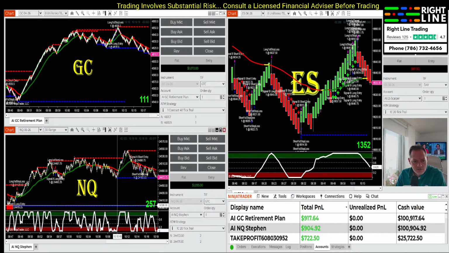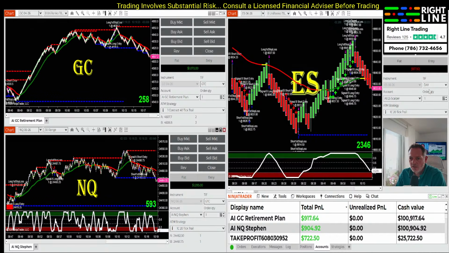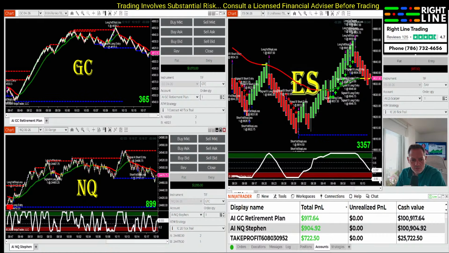So here's the next level. If we break this level, we're looking for this one right here now. So we got a little bit of running room here to the south. We'll take a short trade once this white line gets all the way down to the bottom here at 0, if it does.